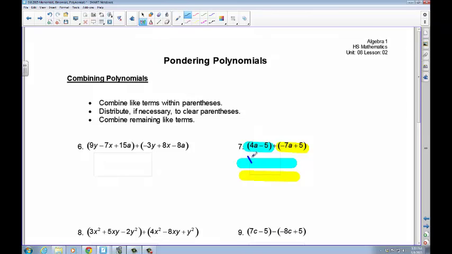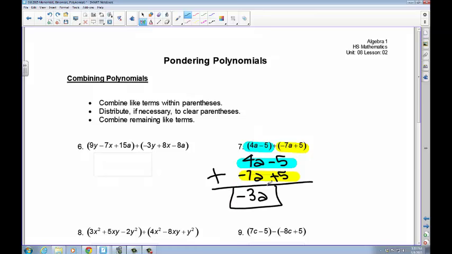So we're going to write 4a minus 5 off to the side plus negative 7a plus 5. Now at this point, we're able to combine like terms, so we can clearly see that 4a minus 7a are like terms and we can combine them. And we're left with the negative 3a. And when we add negative 5 plus 5, we see that they cancel out to 0. So negative 3a is our final answer.